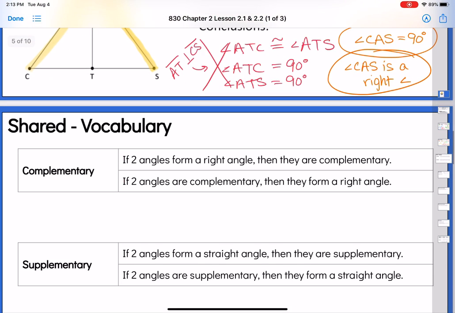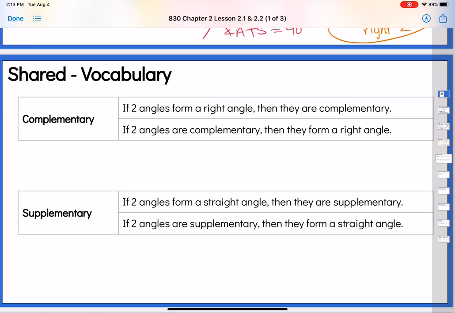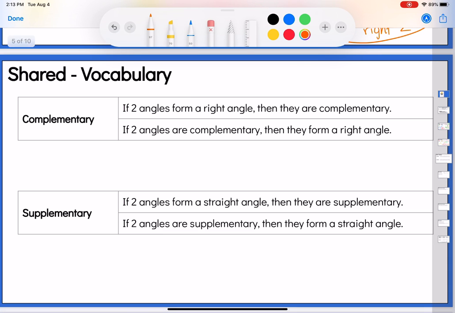All right, so the second part of our lesson then is about complementary and supplementary angles. Hopefully from last year you remember this, right? So complementary are two angles that form a right angle. Now I'm guessing from last year you probably weren't thinking in terms of right angles, right? You were probably thinking in terms of 90 degrees. So you could swap out those words, form a right angle, with two angles that add up to 90 degrees.